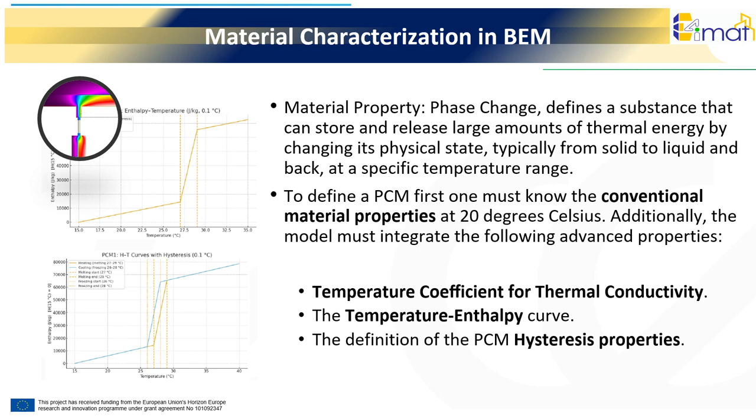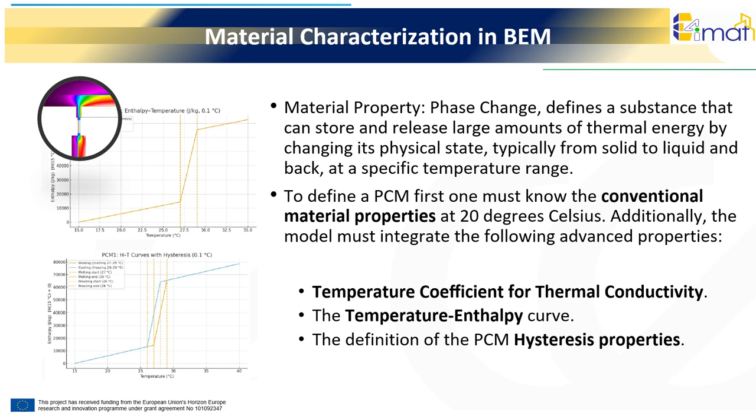When dealing with advanced materials, like phase change, BEM calculation engines need to be properly set up. In the case of EnergyPlus, temperature-dependent material properties require the use of the conduction finite difference solution algorithm. To define a PCM, first one must know the conventional material properties at 20 degrees Celsius. Additionally, the model must integrate the following advanced properties to describe a single process curve whereby a material moves from a crystallized to liquid state and back.